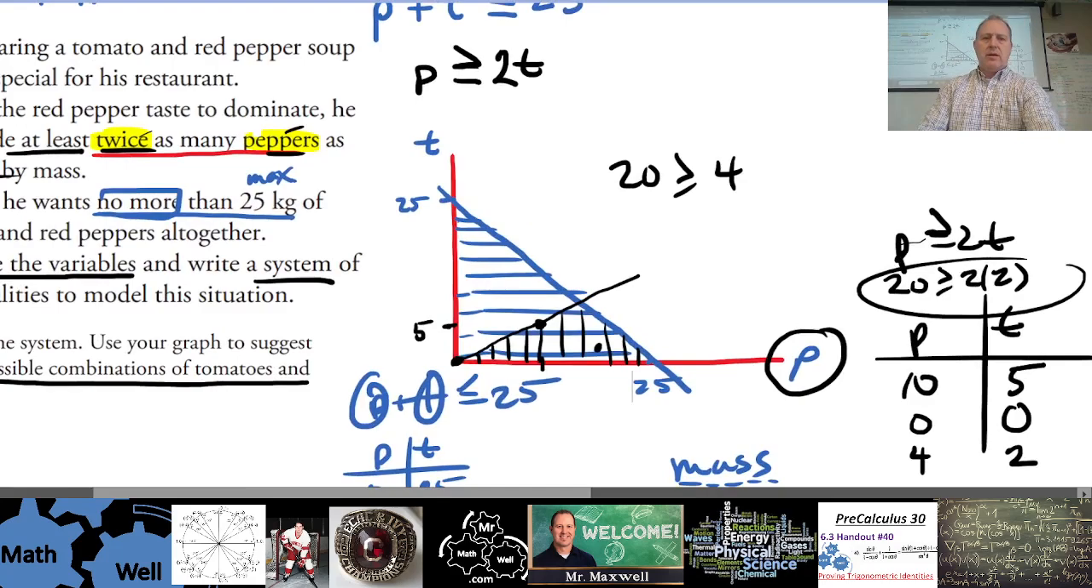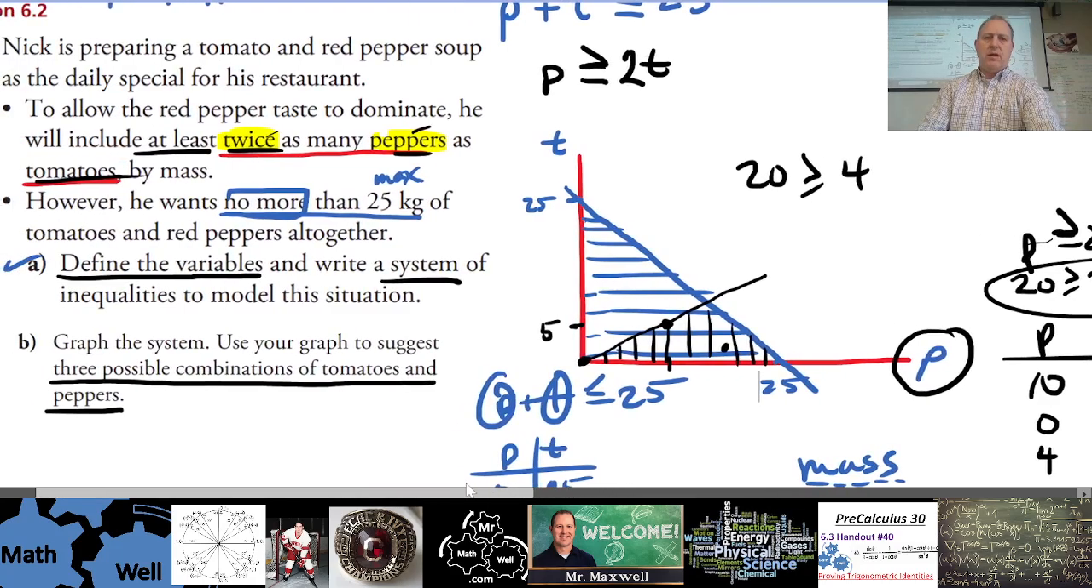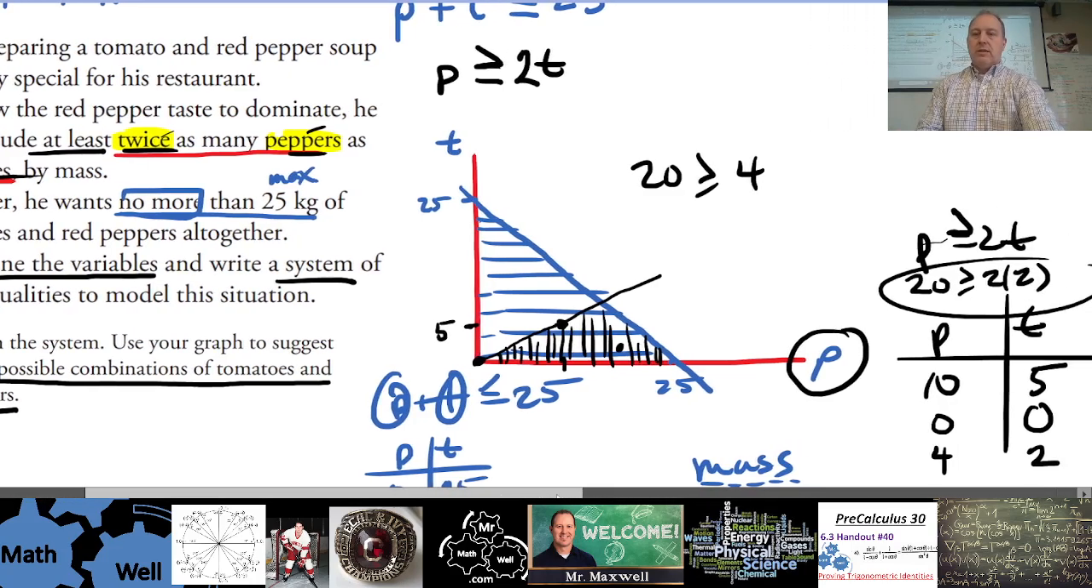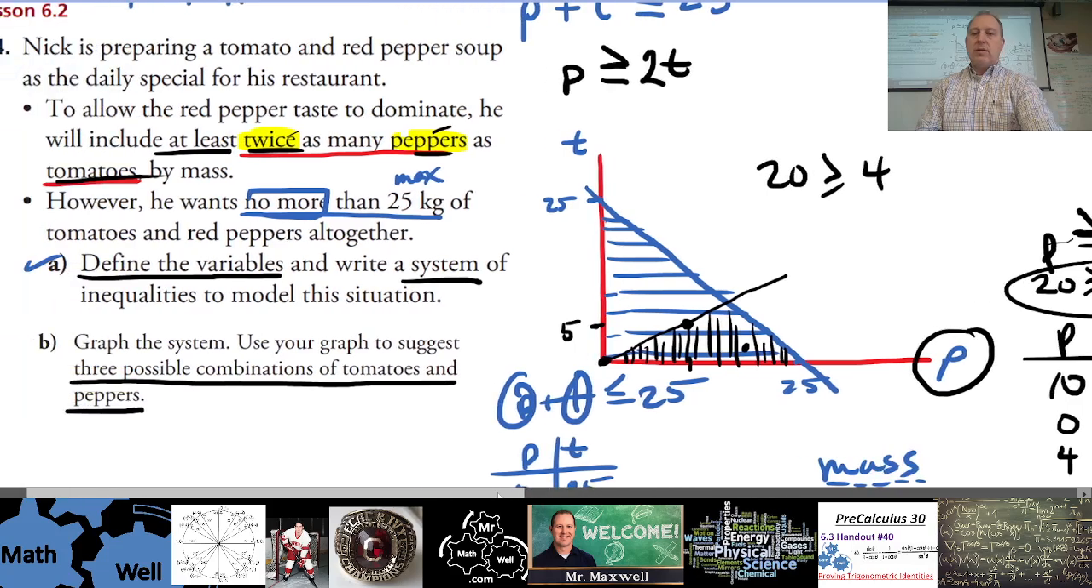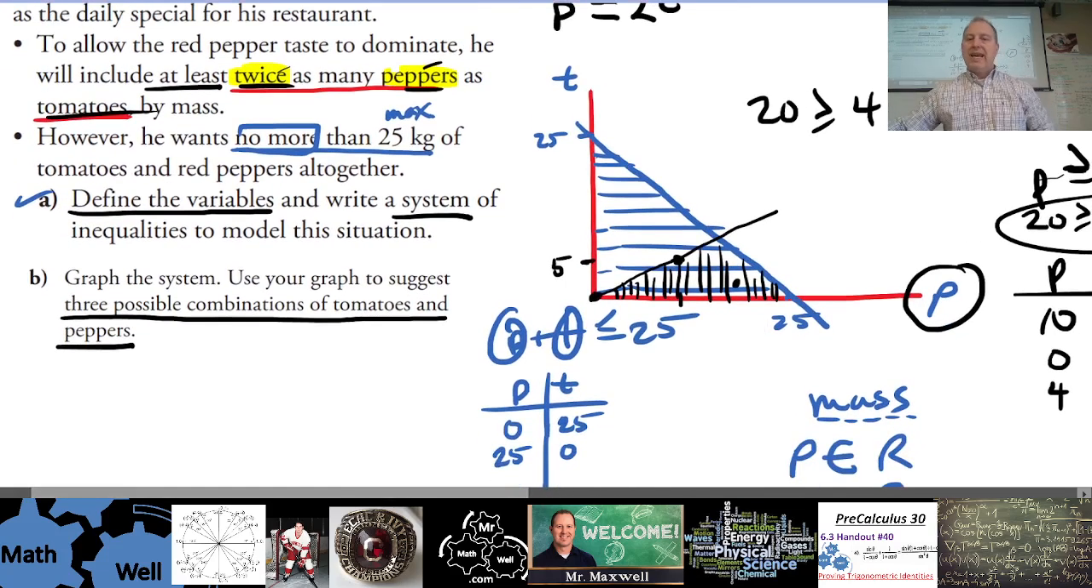Okay. Any questions here so far? Because I'm zooming in on this graph here a little bit now. So the question says, use your graph to suggest 3 possible combinations of tomatoes and peppers. Okay? So we need to pick any possible combinations that would fall in this feasible region right here, where they both overlap. So we just picked one. We did 20 and 2. So you pick any 3 that are in here.